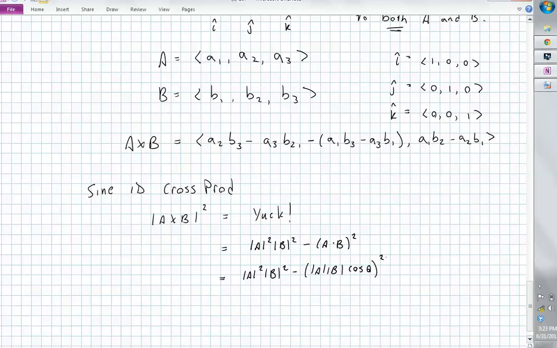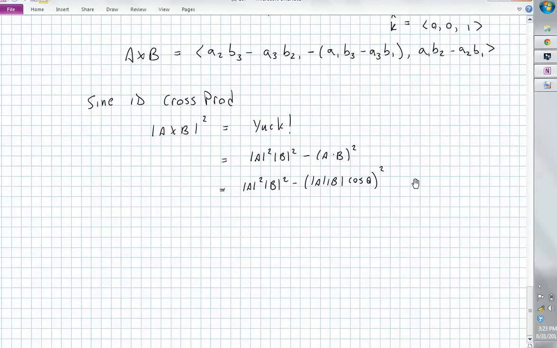So what have I done there? The dot product identity, right? The law of cosines dot product identity. So I took A dot B and I replaced it with this guy. Everything else is the same.